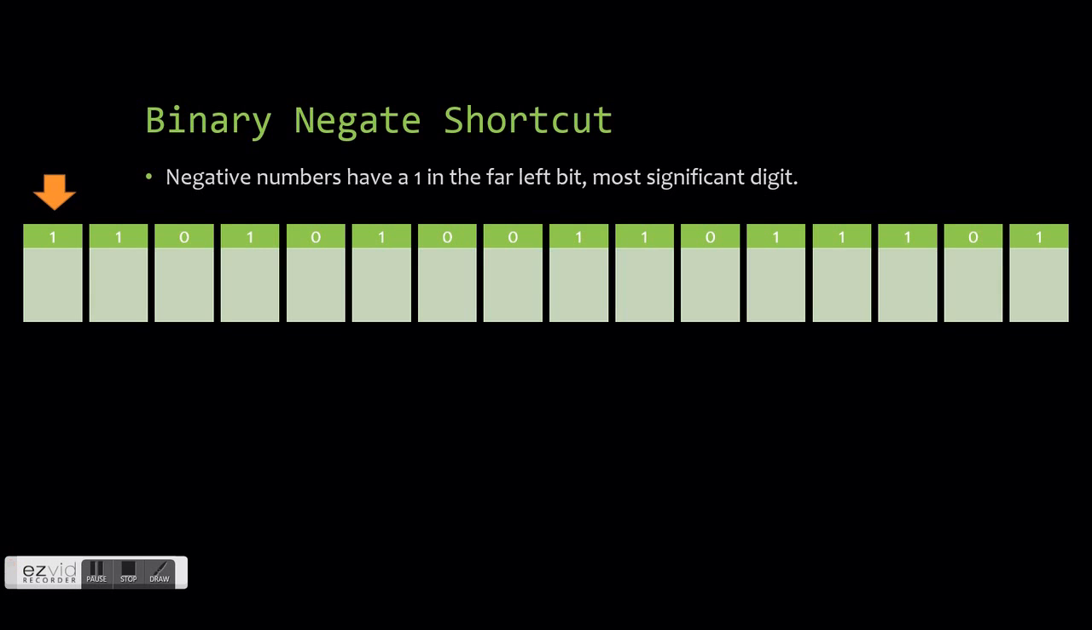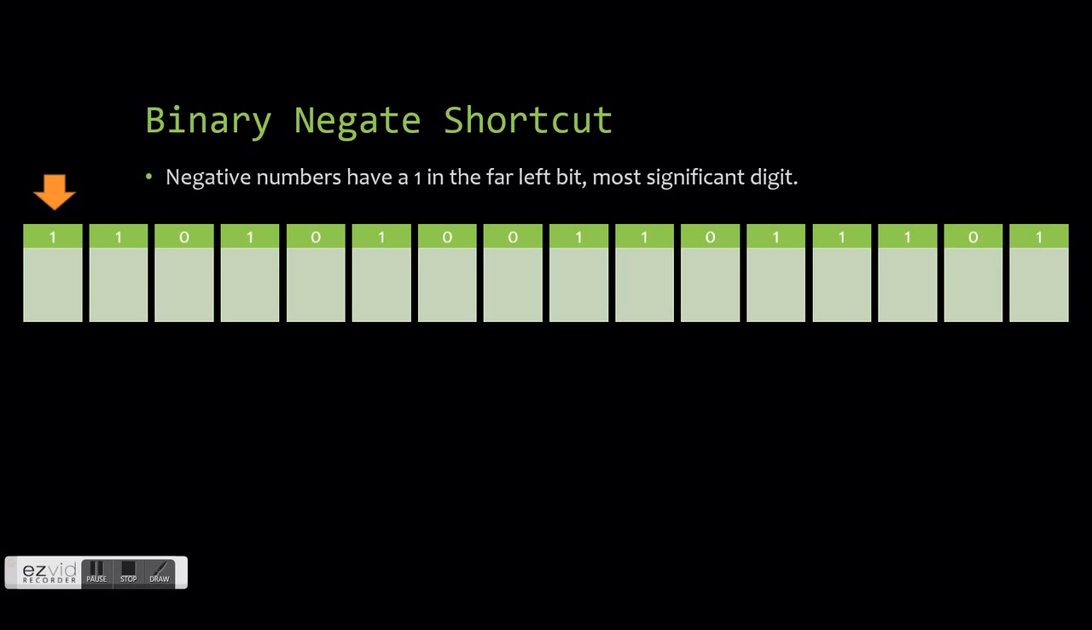Negative numbers have a 1 in the far left bit, the most significant digit. The far right bit is the least significant digit. It can become cumbersome to calculate because a 1 in this digit requires at least one very large multiplication. There is a shortcut. First, you negate the number.